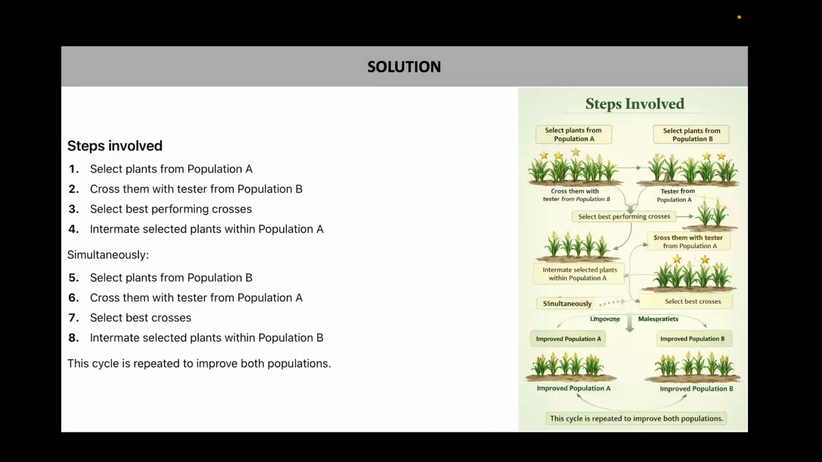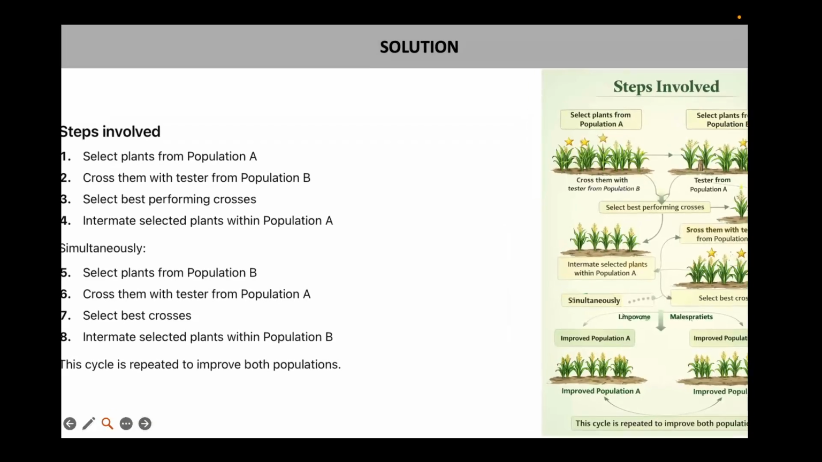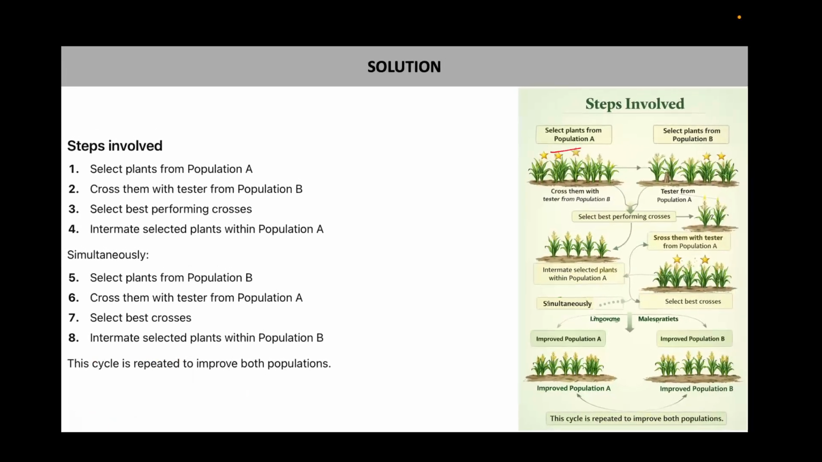Okay. So, what are the steps involved in this case? Basically, first, the plants are selected from population A. And then they are crossed with the tester from population B. And then the best performing cross will be selected. And then that selected cross will be intermated with population A. Simultaneously, the plants will be selected from population B also. And from population B, the selected plants will be crossed with the tester from population A.